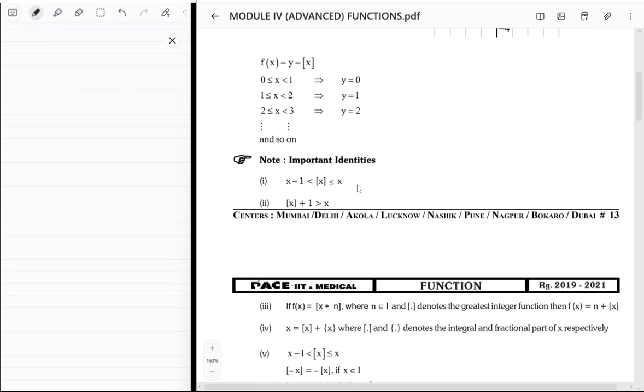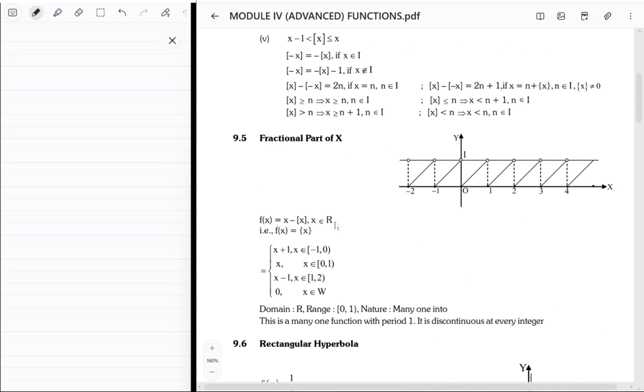Right. Important identities. Yeah, we don't need that. We'll do that on the spot.